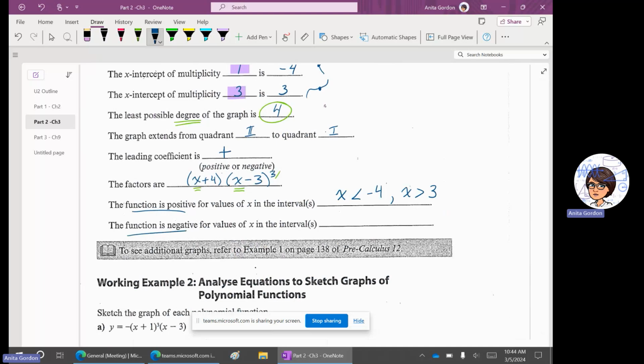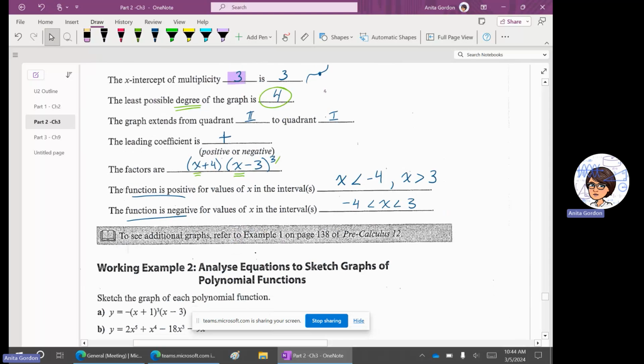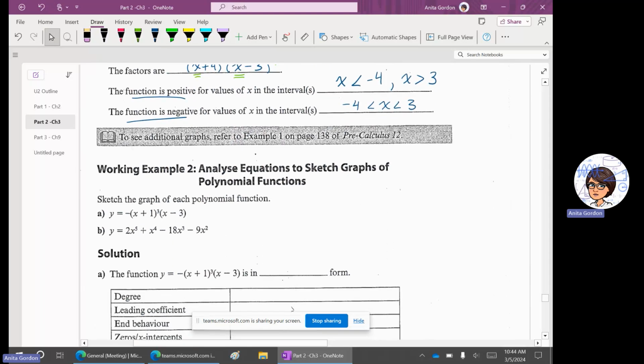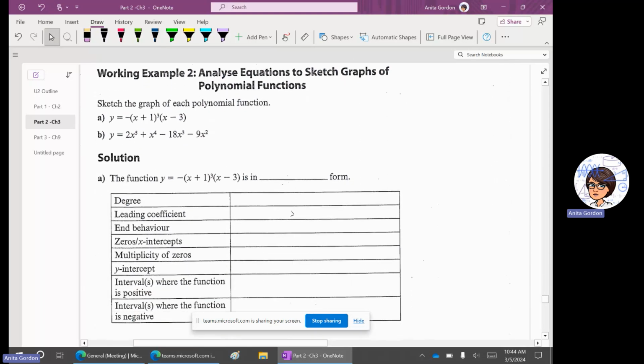And for what values is it negative? Well, it's negative in between those points. So between -4 and 3. So that's a visual analysis of graphs. Now we are going to look at analyzing an equation in order to sketch a graph. So we're going to work backwards here.